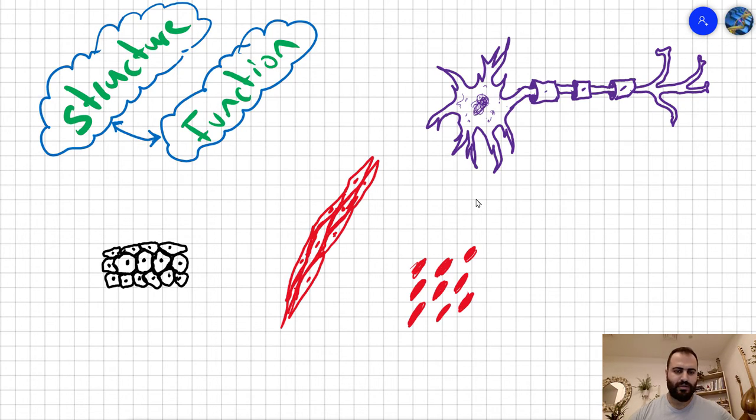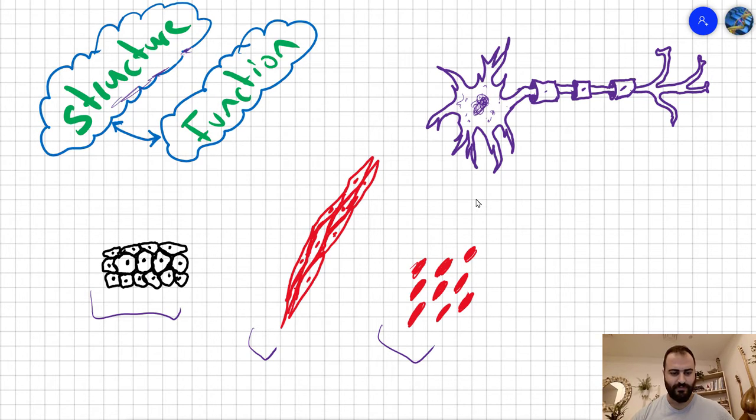Okay, these are 4 types of cells. This is a tissue, another one, and this is one cell. So if you look at each of these cells, all of these are located in the human body. They have different structure, different shape, different size maybe, and definitely each one has a specific function.